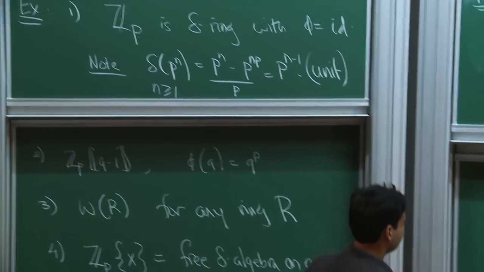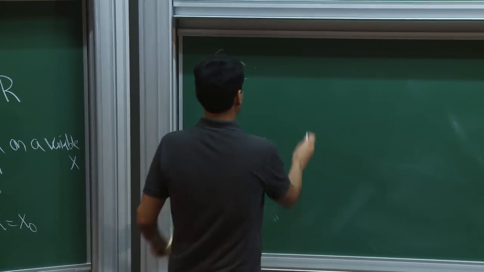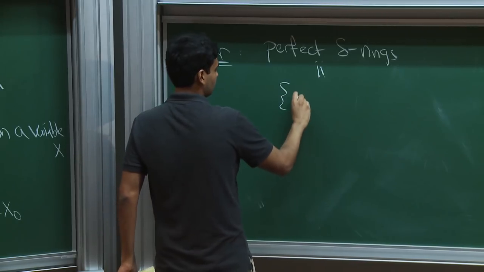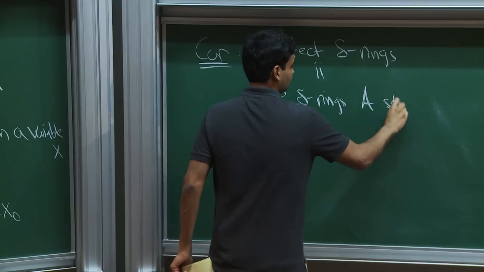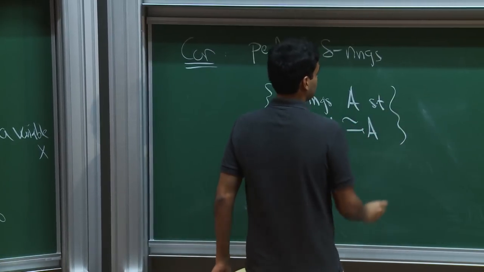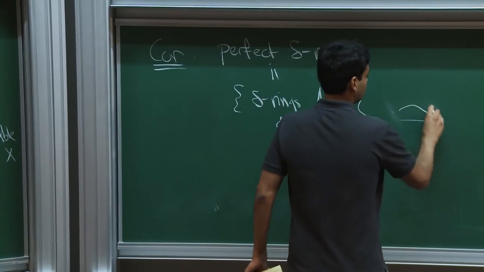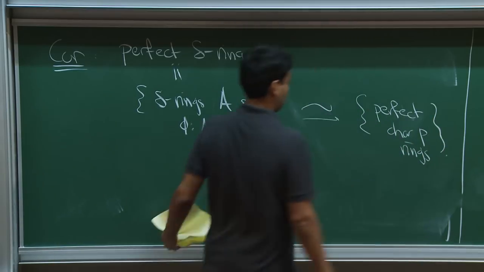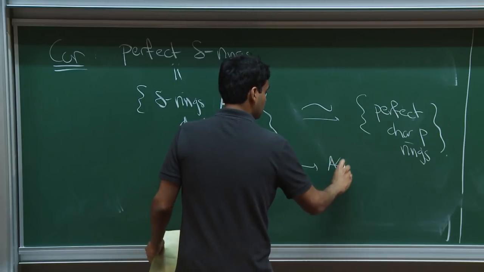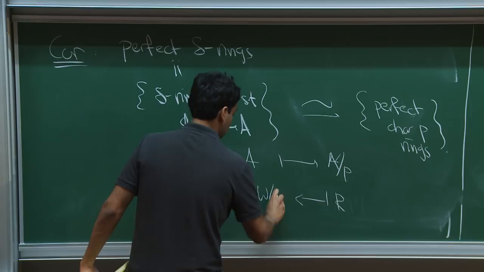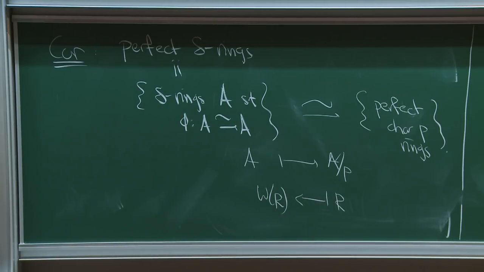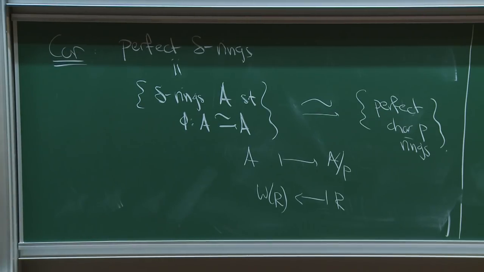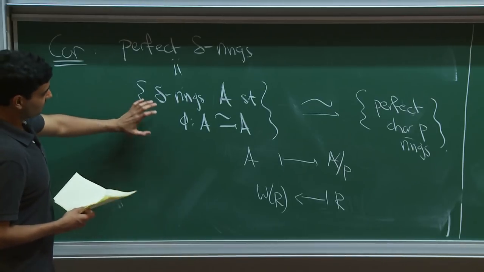And so let me record a corollary of this lemma, which is the following. Let's say I have perfect delta rings, by which I will mean delta rings where Frobenius is an isomorphism. So this is by definition delta rings A such that phi is an isomorphism. This category is equivalent to the category of just perfect rings of characteristic P. And the functor is the obvious one. So A goes to A mod P, and R goes to the Witt vectors of R. It's not so hard to prove this, given this lemma, because the Frobenius being an isomorphism forces everything to be P torsion free, and I have a blanket p-adic completeness assumption.